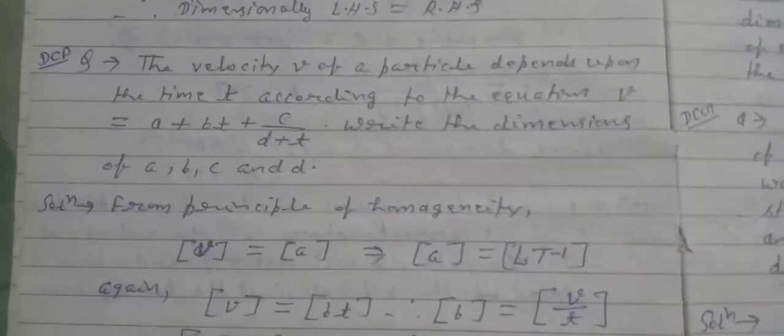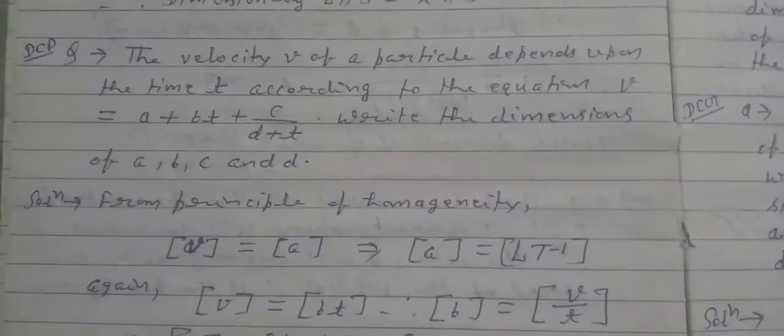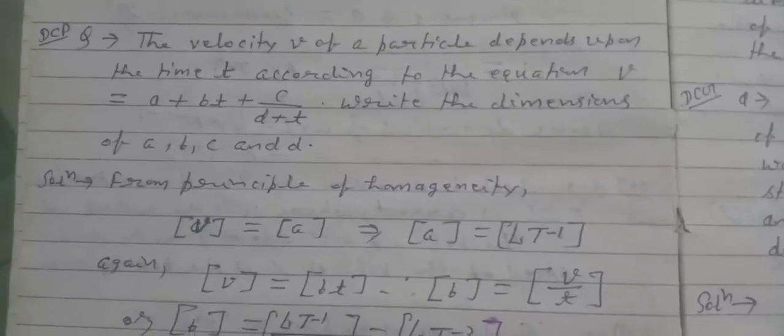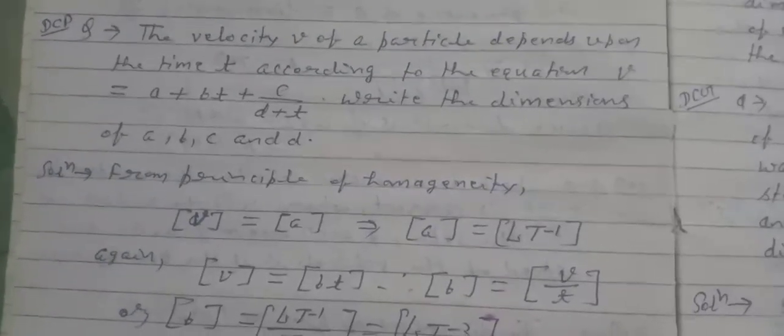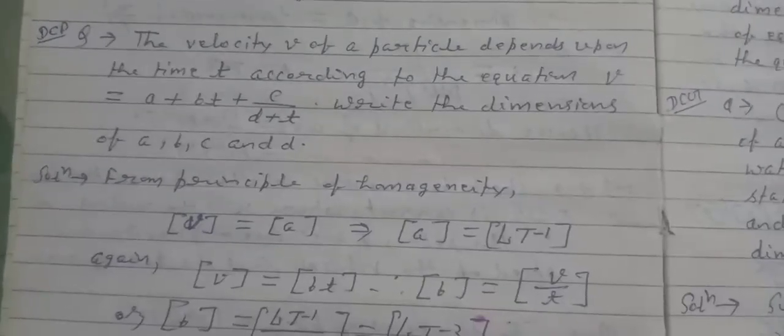The velocity v of a particle depends upon the time t according to the equation v equals a plus bt plus c by d plus t. Write the dimensions of a, b, c and d. From the principle of homogeneity, dimension of v equals dimension of a. So dimension of a is LT⁻¹.